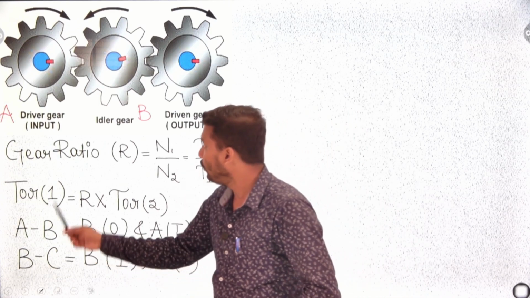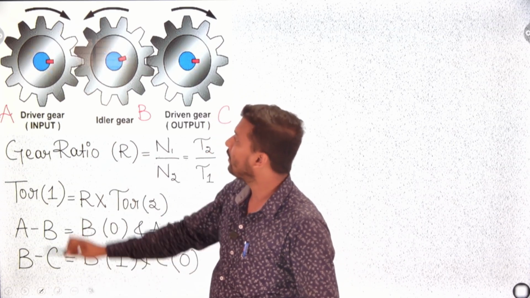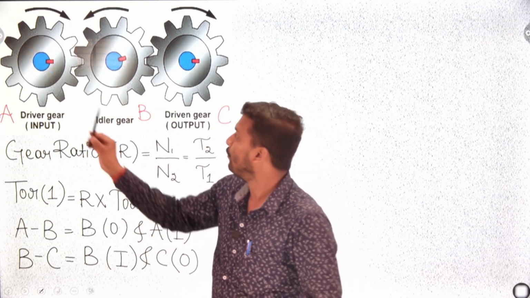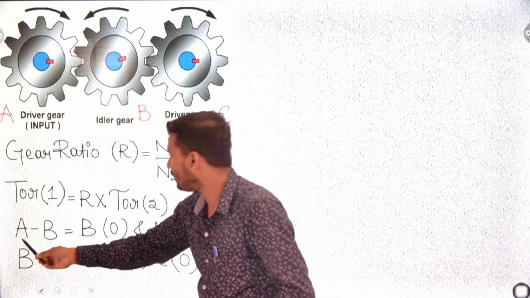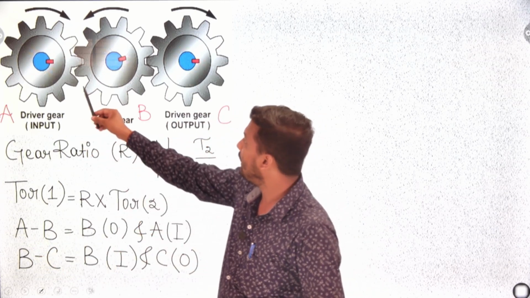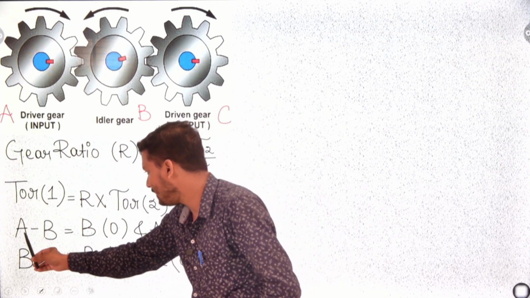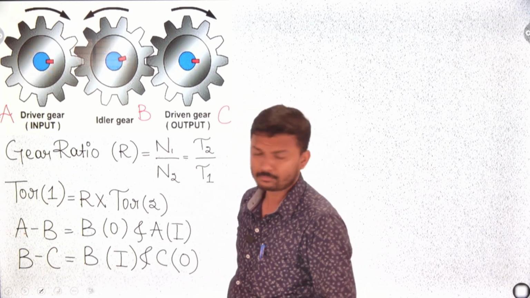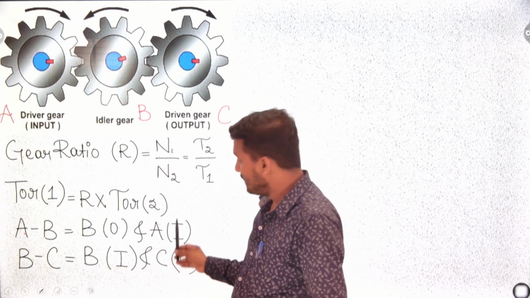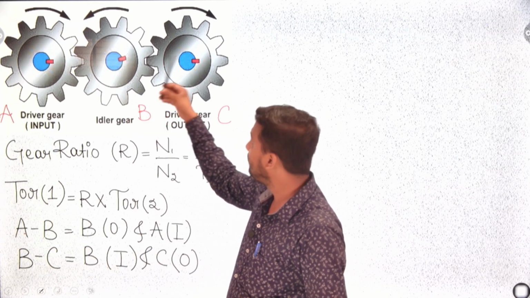How do we get the output speed or output gear? First take A and B. First the power is transmitted from A to B. In AB, B is the output. Always in AB, the last one is the output. In AB, A is input and B is output. Similarly, from B to C, now B becomes input and C becomes output.